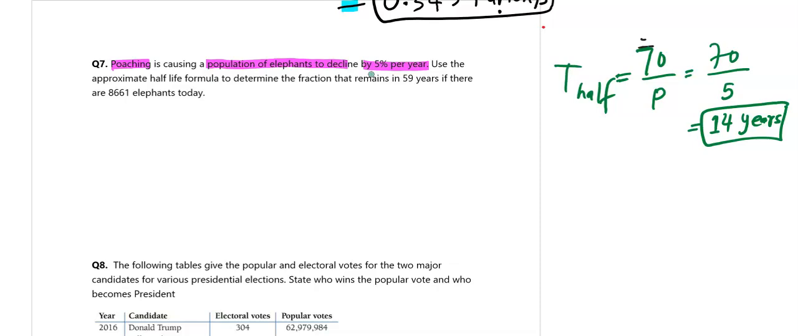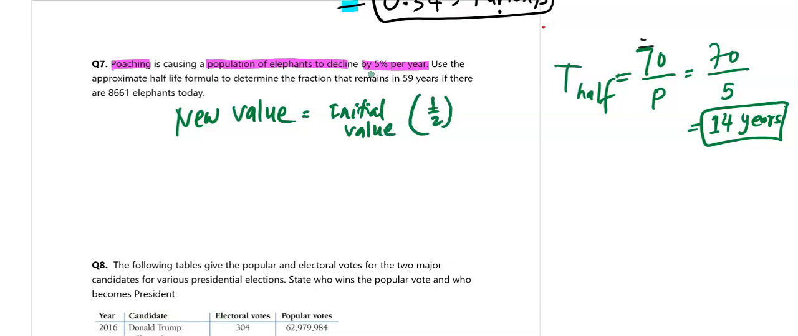So let's do the formula. The new value equals initial value times 1/2 to the power lowercase t divided by t half. Lowercase t is the time; I'm looking for what fraction is going to remain in that year. This t half is when the elephants are going to be half. In what year are the elephants going to be half? So that's the t half, and that's the formula.